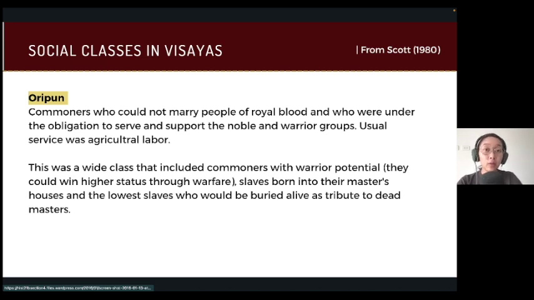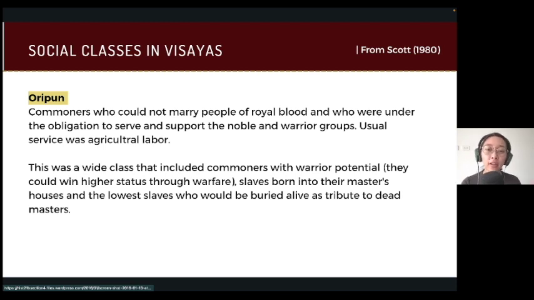Okay. Now, below these, you have the oripon, which is the word for enslaved people in Visayas. Now, these are technically commoners who could not marry people of royal blood and who were under the obligation to serve and support the noble and warrior groups. Usual service rendered was agricultural labor.